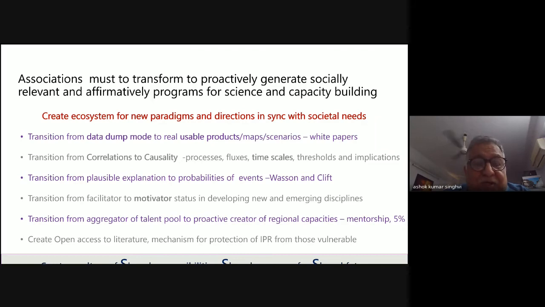The next and the last point in this slide is open access to literature, and making sure that we create a mechanism for IPR of these regions being protected. I think these associations have to take a proactive role in transforming science and scientists for more productive, useful products, ensuring there's capacity building with IPR protection. So essentially, we need to create a culture of shared responsibility, shared resources for a shared future.